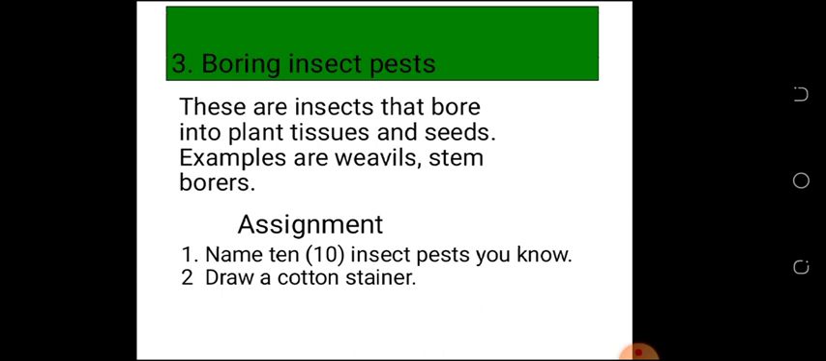Number 1 assignment, name 10 insect pests you know. Number 2, draw a cotton stainer.